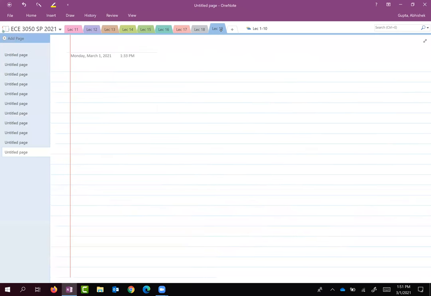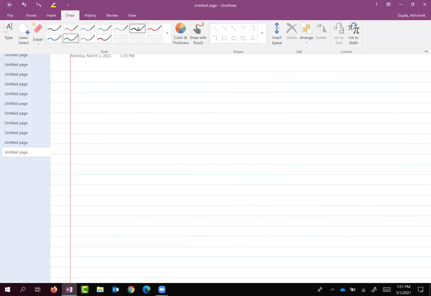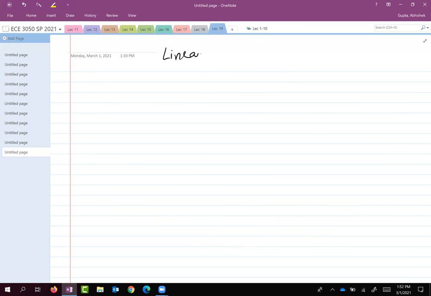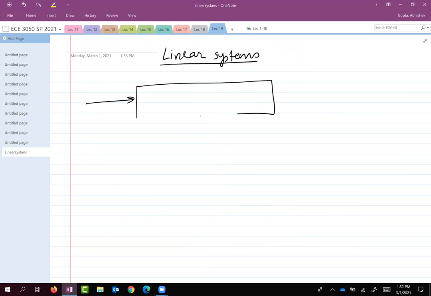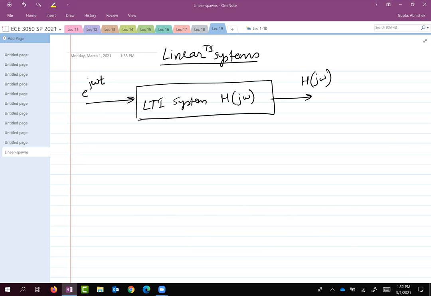In today's lecture, we are going to go back to the linear systems case, and talk about linear systems and Fourier transform. Right, and I want to remind you of the figure. Actually, I should say linear TI system, linear time invariant system. So if I give it an input e raised to j omega t, the output would be H of j omega e raised to j omega t.